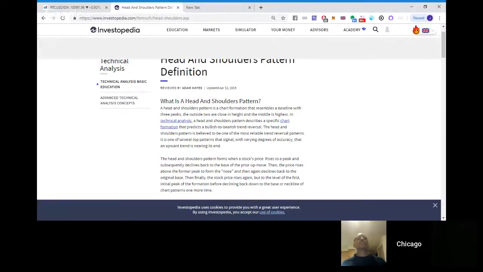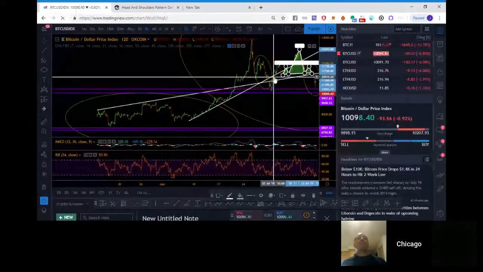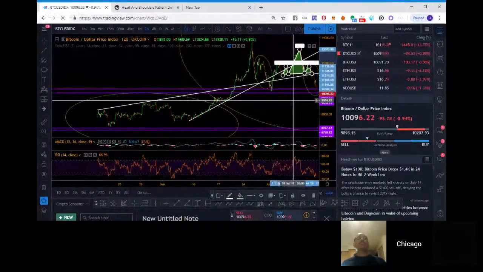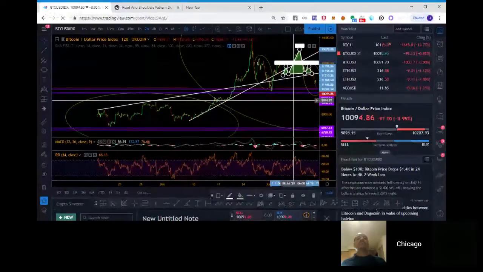The head and shoulders pattern is believed to be one of the most reliable trend reversal patterns. It is one of several top patterns that signal, with varying degrees of accuracy, that an uptrend is nearing its end. The head and shoulders pattern forms when a stock's price rises. Well, I just showed you that's how. Basically, it shows you a reversal's going to come.